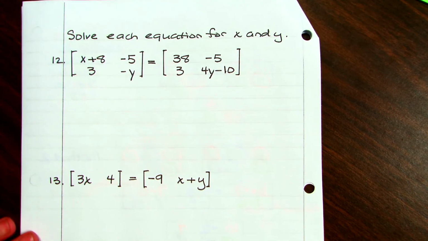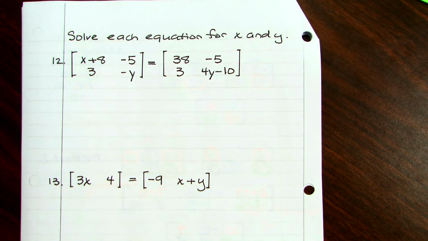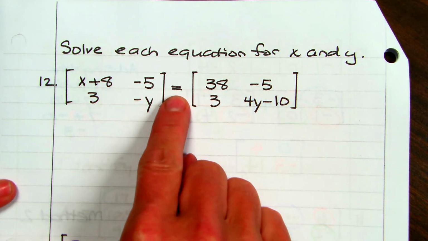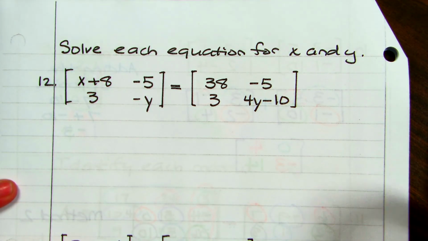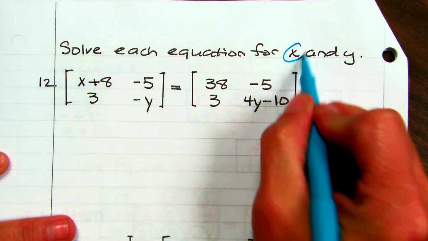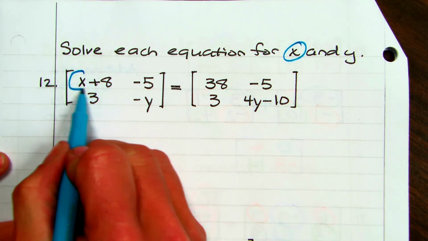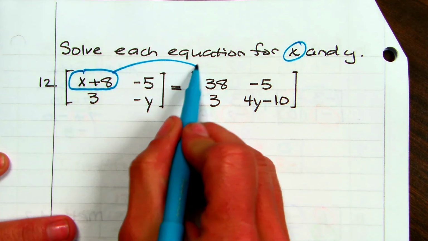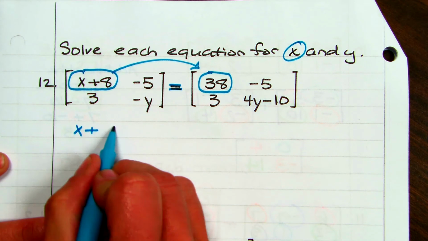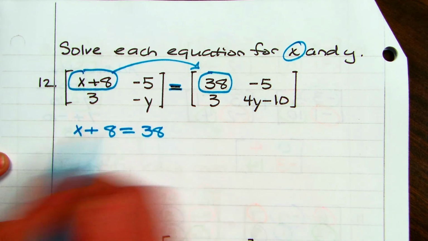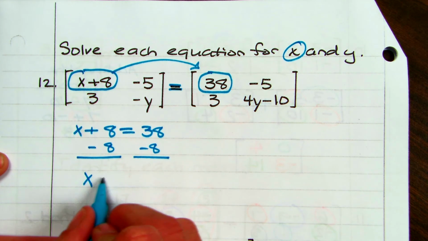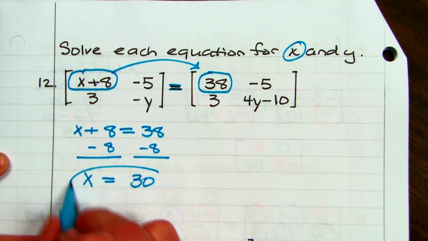Right, so if you understand the concept of an equal matrix, then if you are presented with a problem where they're telling you the two matrices are equal and you have to solve for x or y, then you just set the corresponding elements equal to each other and solve. So we're looking for x. I see that x is here, and that would be equal to its corresponding element, 38. So then I can take x plus 8, set equal to 38, and then subtract 8 from both sides, and I would get that x is equal to 30.